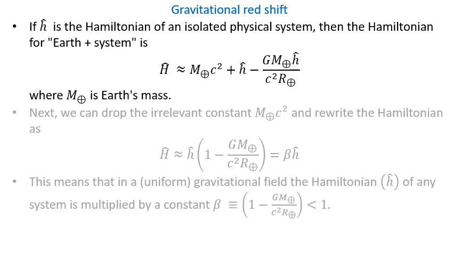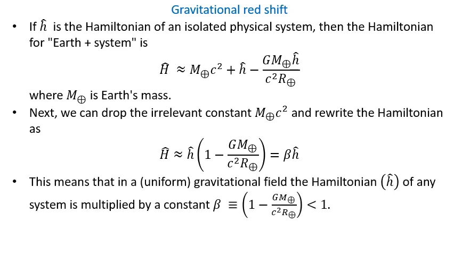First is the Earth's rest energy. Second is H with hat, the non-gravitational Hamiltonian of our physical system. And the third one is the gravitational interaction. Let us now drop the Earth's rest energy, which is an irrelevant constant, and rewrite the full Hamiltonian in the form of H hat multiplied by a quantity in parentheses. This means that the Hamiltonian of any physical system placed in a uniform gravitational potential is multiplied by a numerical factor. This factor beta is always less than unity because gravitational force is always attractive.